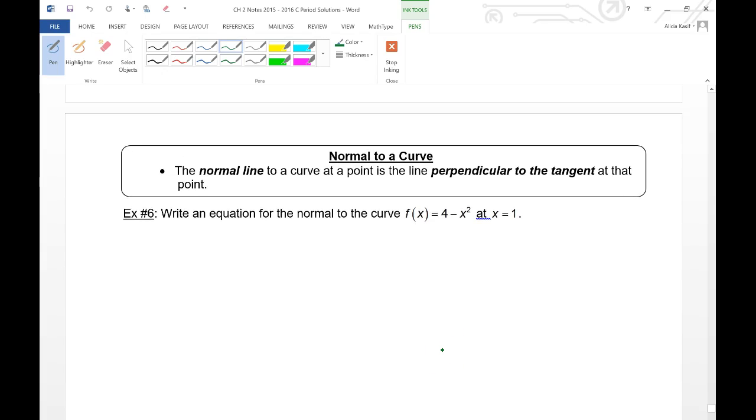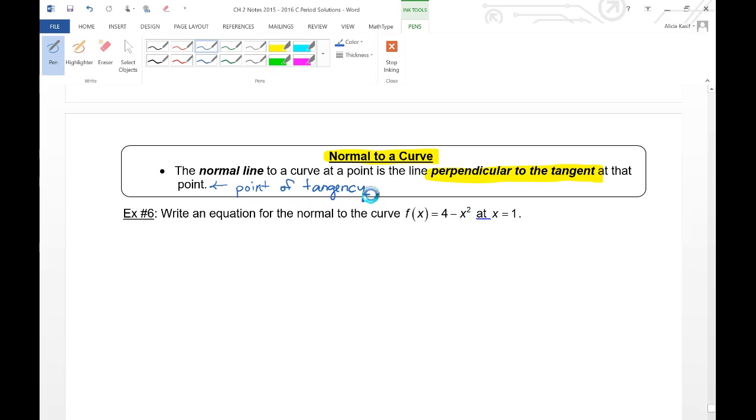So, normal to a curve. Normal, this is a new word for us, okay? It's just a fancy way of saying perpendicular to the tangent. Is it kind of like, in physics there's a normal force? Okay, so the normal to the curve, and it says specifically at that point. That point they're referring to, usually in geometry you'll hear it called the point of tangency.